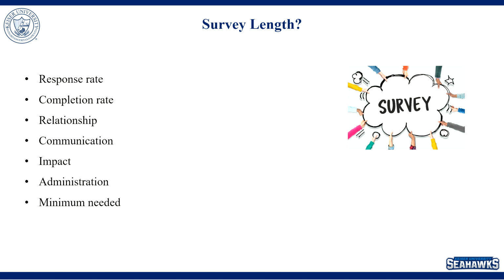For example, if it is a generic survey, let's say a political poll or something like that, where there is no connection whatsoever between the researchers and the participants, then we can count on response rate and completion rate being much, much lower. However, if there is some form of relationship between the researchers and the participants, then that begins to increase.